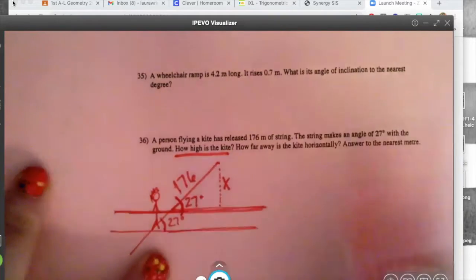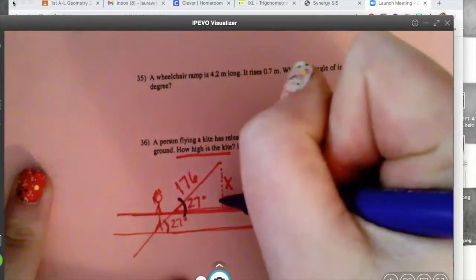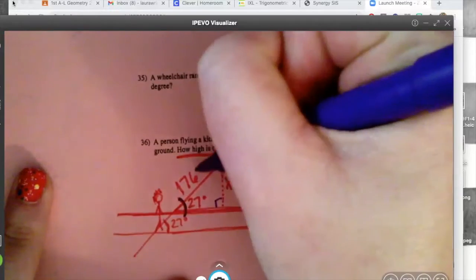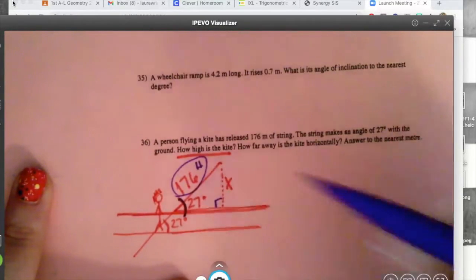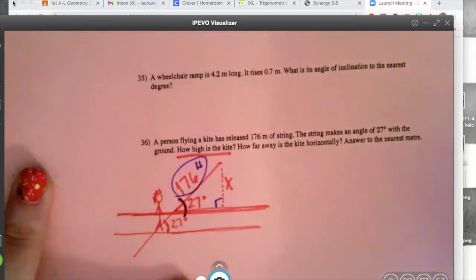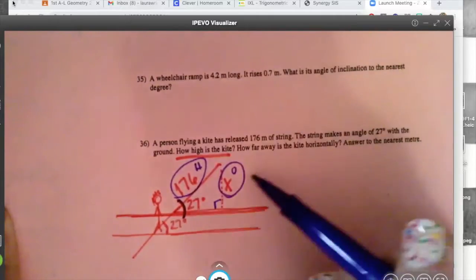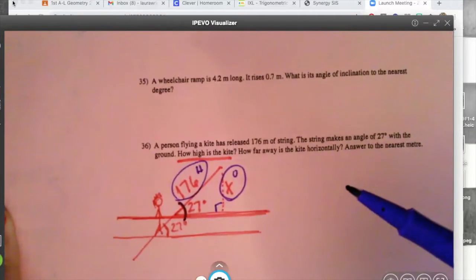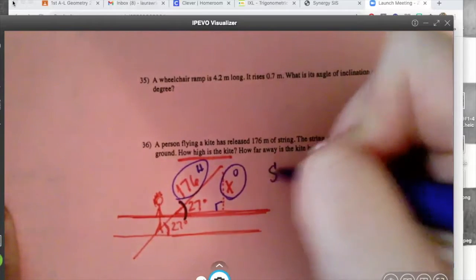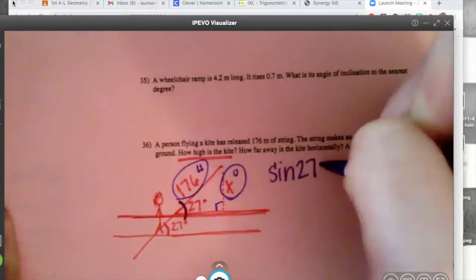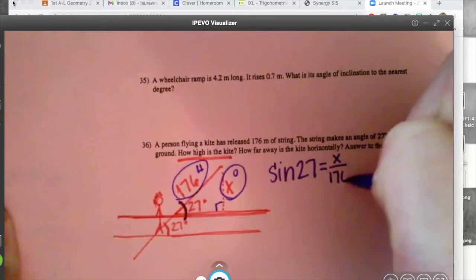So I have this angle 27. Here's our right angle. So this is our hypotenuse. Is x the adjacent or the opposite? Good. So opposite and hypotenuse, so TOA, O and H, that's sine. So we would just do sine of 27, opposite over hypotenuse.